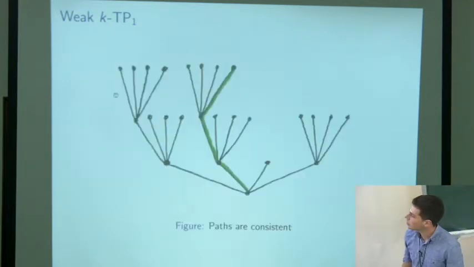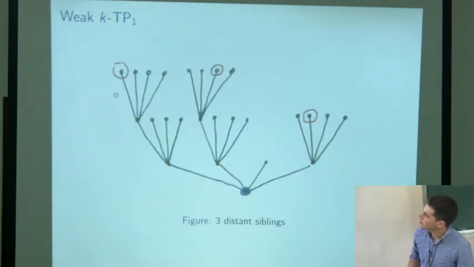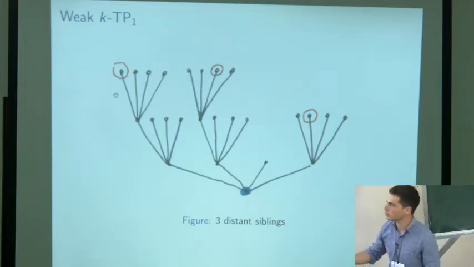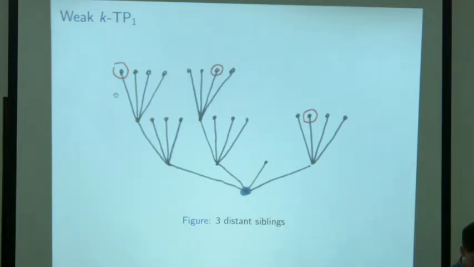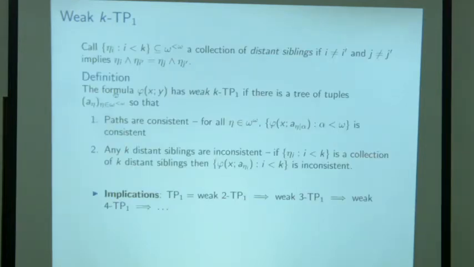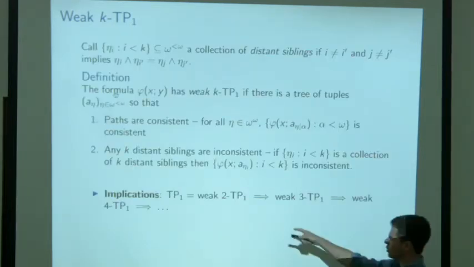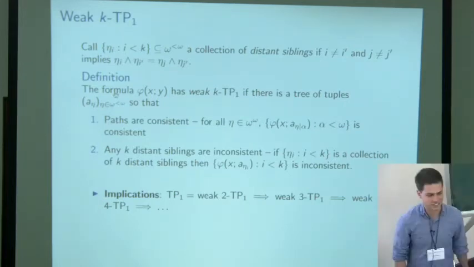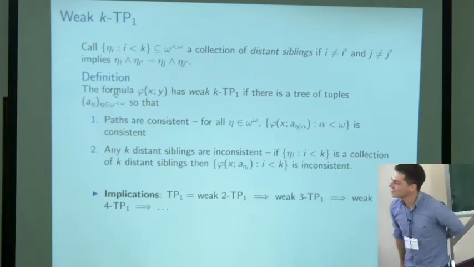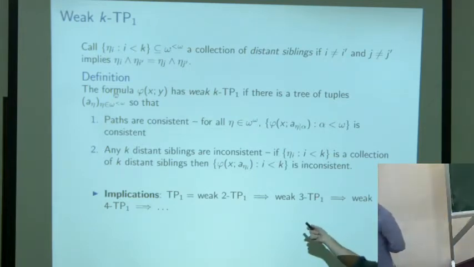So what does it look like? Again, paths are consistent, and here's a picture where I have 3 distant siblings, because if I take any 2 of them, their meet is this blue. Okay. All right. So it's easy to see that weak 2 TP1 is the same thing as TP1, because any 2-element set is a collection of 2 distant siblings. Okay, so these 2 things are the same. That's an easy equivalence.